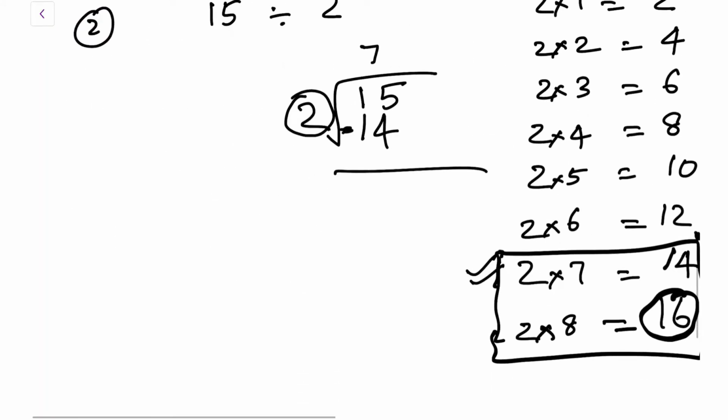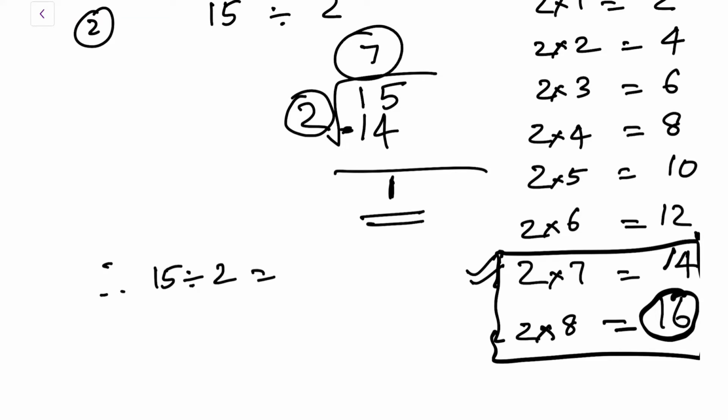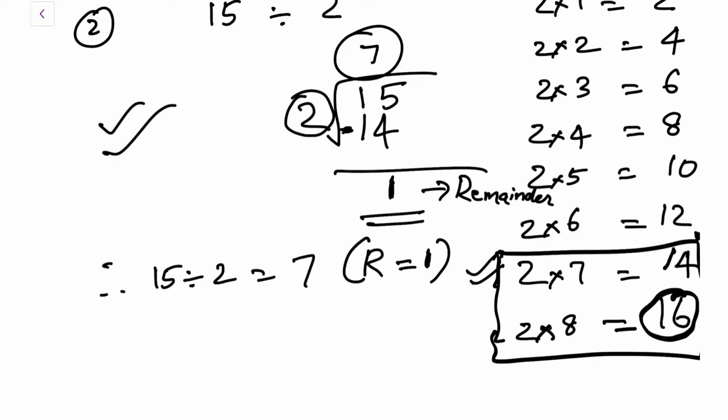Now you do 15 minus 14. That gives you 1. That's your remainder. Therefore, 15 divided by 2 is 7, write the quotient here, and the remainder R is 1. This is your remainder. So this is how you can do division using tables, and this is the most commonly used method. So you have to be good at this method.